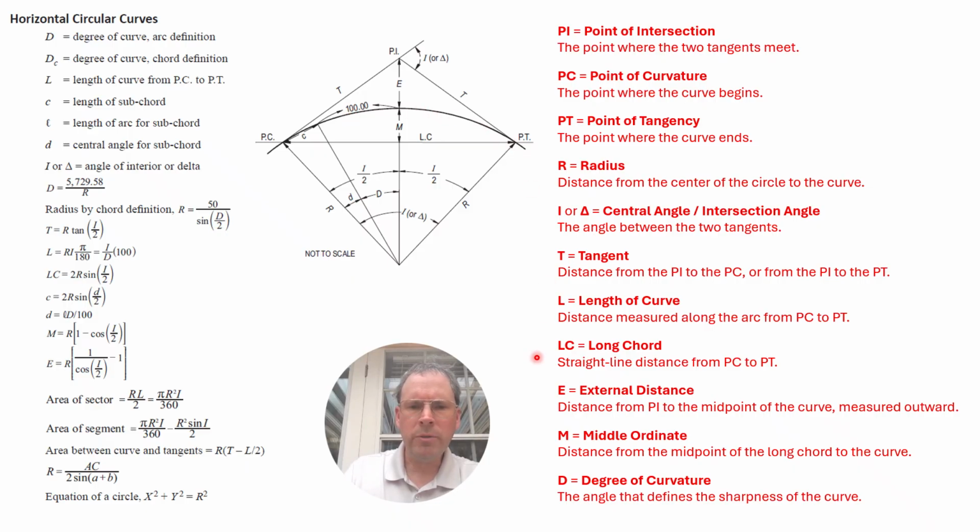The LC stands for long chord. That's the straight distance from the PC to the PT, so that's this distance right here. The E is external distance. That's the distance from the PI to the midpoint of the curve measured outward, so it's this distance from here to here. The middle ordinate is the distance from the midpoint along the long chord to the curve, so it's that distance M right there. And then degree of curvature, this D, is the angle that defines the sharpness of the curve.